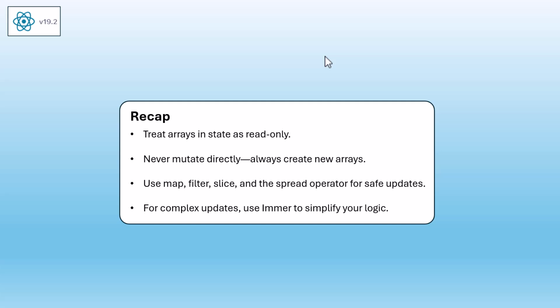11. Recap. Let's summarize the key ideas. You can store arrays in React state, but you should never modify them directly. Always create a new array instead of mutating the existing one. Use the spread syntax to add or prepend new items. Use filter to remove items and map to update or transform them. Be cautious with operations like sort and reverse. Copy first before using them. For deeply nested updates, consider using Immer to keep your code clean and concise.